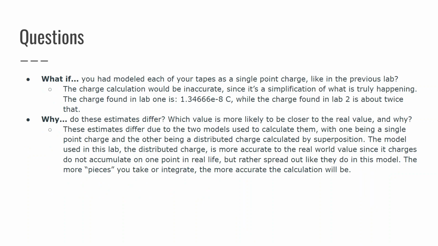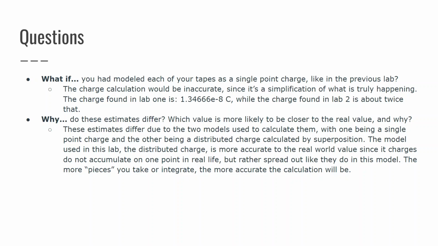For the discussion questions at the end: what if you had modeled each of your charges as a single point charge like in the previous lab? The charge calculation would be more inaccurate since it's a simplification of what's truly happening. The charge found in lab 1 was about 1.3 times 10 to the negative 8 coulombs, and the charge found in lab 2 is about twice that.